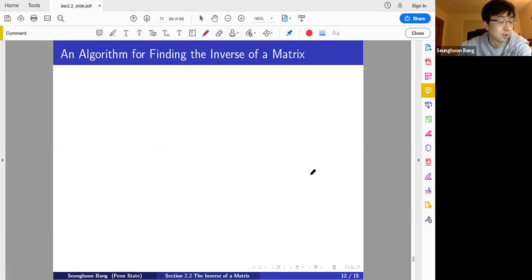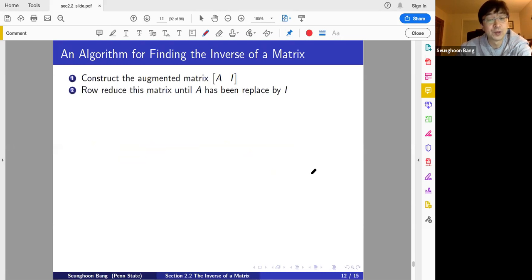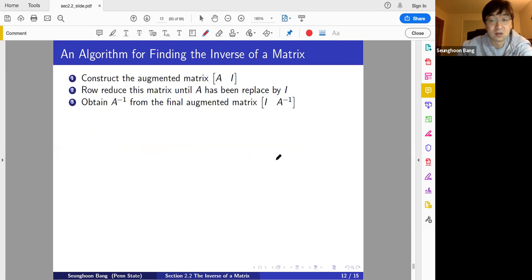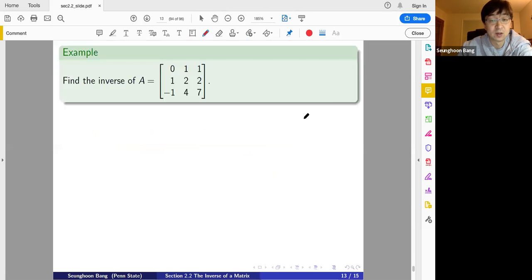Next, the algorithm for finding the inverse of a matrix. Construct the augmented matrix [A I]. Row reduce this matrix until A has been replaced by I. So you can replace A by I, and this second part is exactly the inverse matrix. This is the whole idea. So I'm going to give one example.